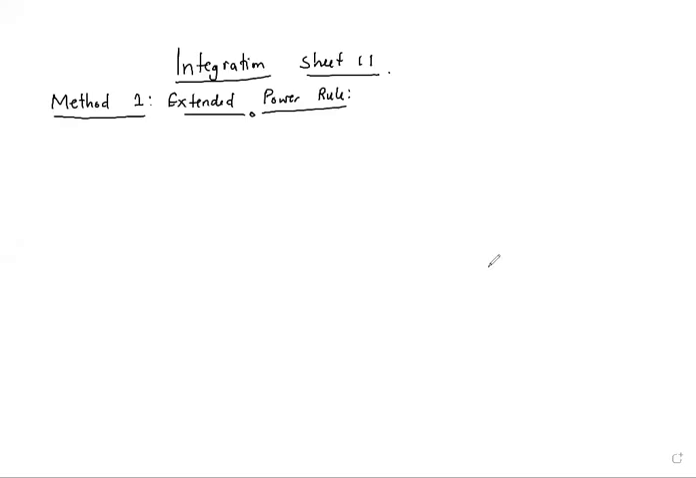Okay, so the first method is the extended power rule, which mostly is used to integrate questions of this setup, x to the power n dx. To integrate this setup, you add a 1 to the power and then divide by the figure that you get, then you add a constant. So this is the easiest method that we use in integrating.